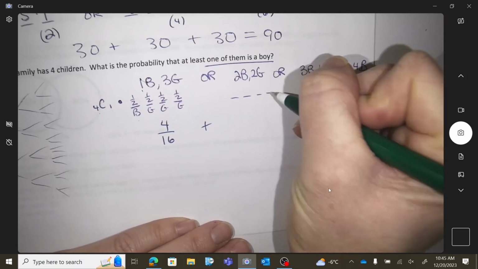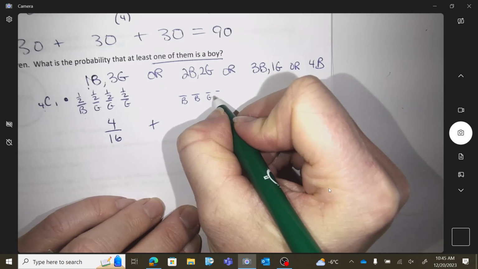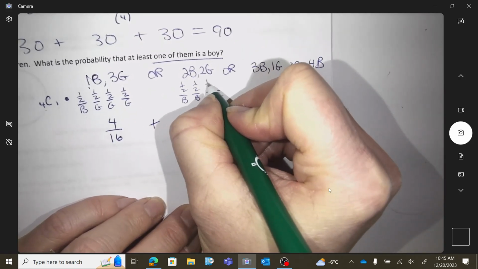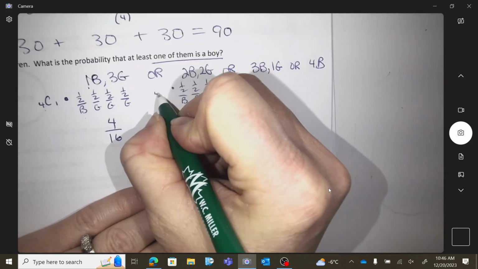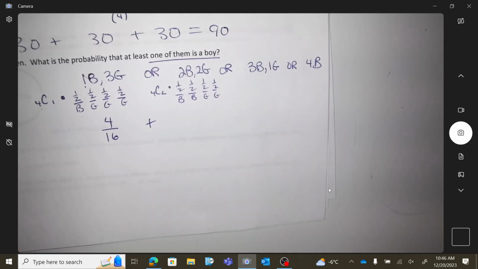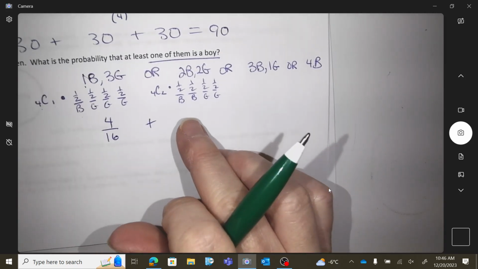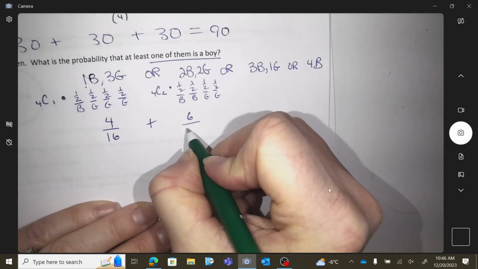Or 2 boys and 2 girls, a half, half, half, half. And what are you doing here? 4, choose 2. Because you have the 4 kids and you're choosing 2 of them to be a boy. So there are 6, I think. 6, I'm not going to list them like boy, girl, or whatever. So 6/16.